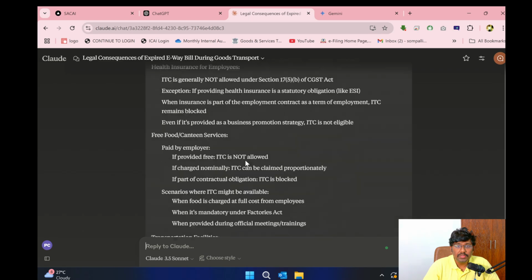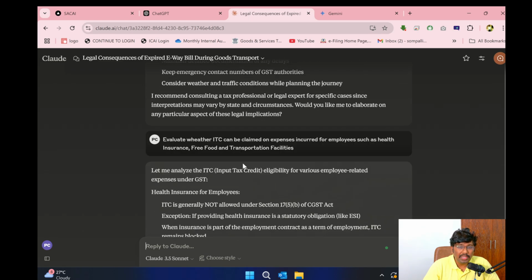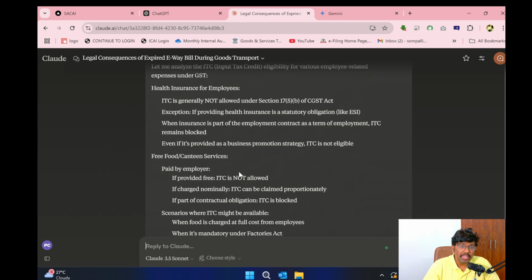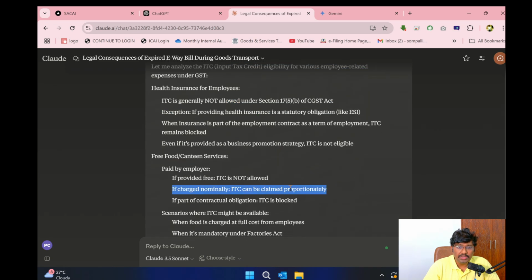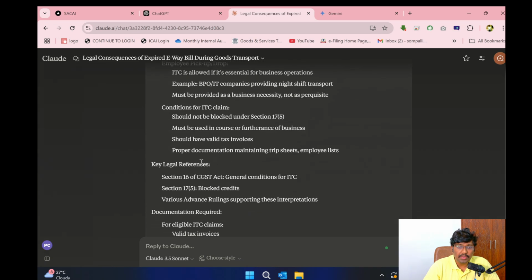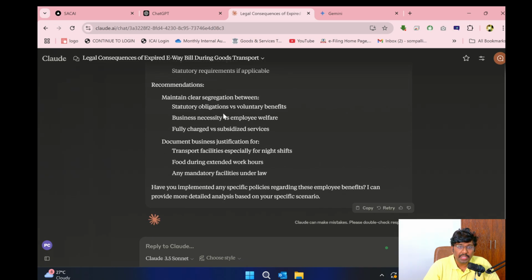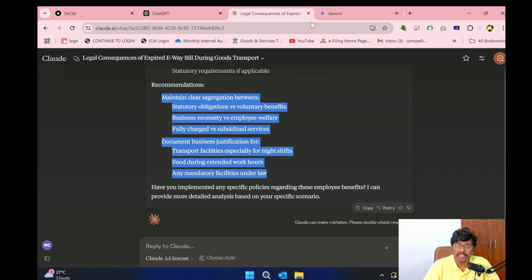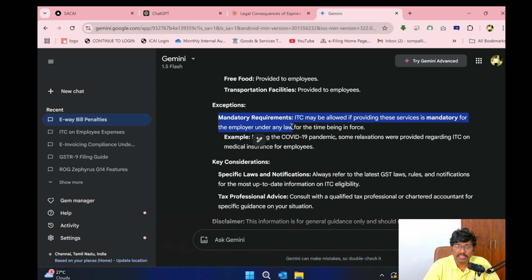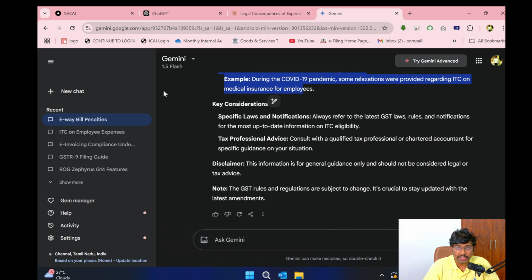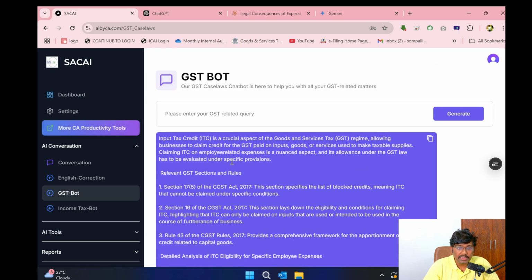And in case you go to Claude, it is useful for coding, I believe, but for ITC cases and this type of cases, I think it's not giving more accurate answers. So for health insurance and food, it has given the key framework and recommendations, maintain clear instructions. Just go to Google Gemini. No, ITC is not available for employee welfare expenses, health insurance and free food. Exemptions, mandatory requirement, key considerations. That's all. So let's go to AIC.